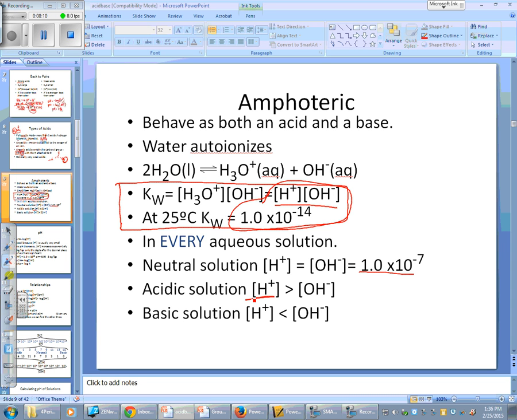If you have more hydrogen than hydroxide, it's acidic. If you have more hydroxide than hydrogen, then it is basic. And neutral solutions, they're going to be equal.